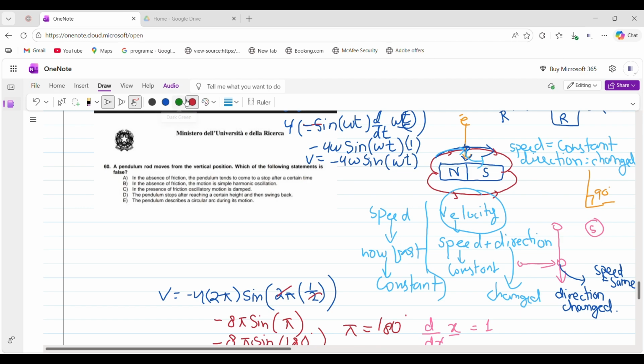Okay, now we are going to solve our very last question of physics. A pendulum rod moves from the vertical position. Which of the following statements is false? They are asking us to find the false statement.